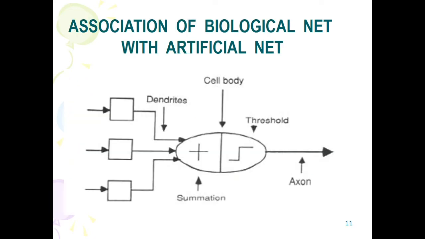So this is the association with the biological neural network, a comparison with the artificial neural network. The artificial neural network is composed of a number of inputs, based upon the dendrites and cell body, and the axon will be the output zone. The threshold value is the minimum value at which the function will be activated. The functions, such as summation or whatever it may be, are used in the processing method. So this is the comparison between a biological neural network and an artificial neural network.